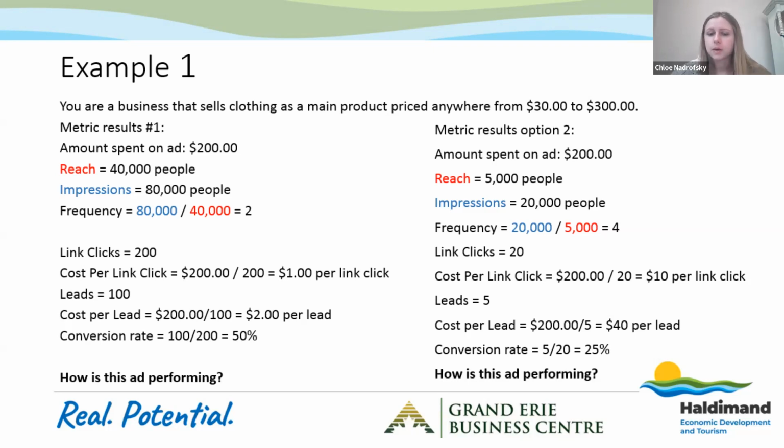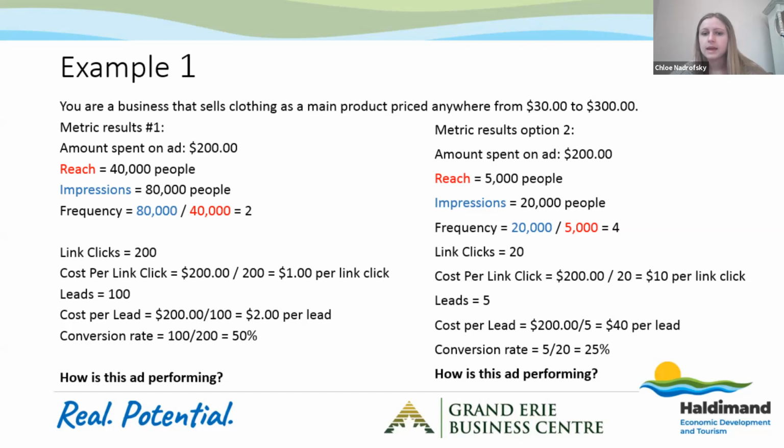So the cost per link click is $10 per click. It's the $200 spent on the ad divided by 20. And then the leads this time is 5. Cost per lead is 200 divided by 5, which is $40 per lead. And our conversion rate is 5 leads divided by 20 link clicks, which is 25%. So this conversion rate is still great. Like I said, it's over that 10%. I would say this ad is still performing well.